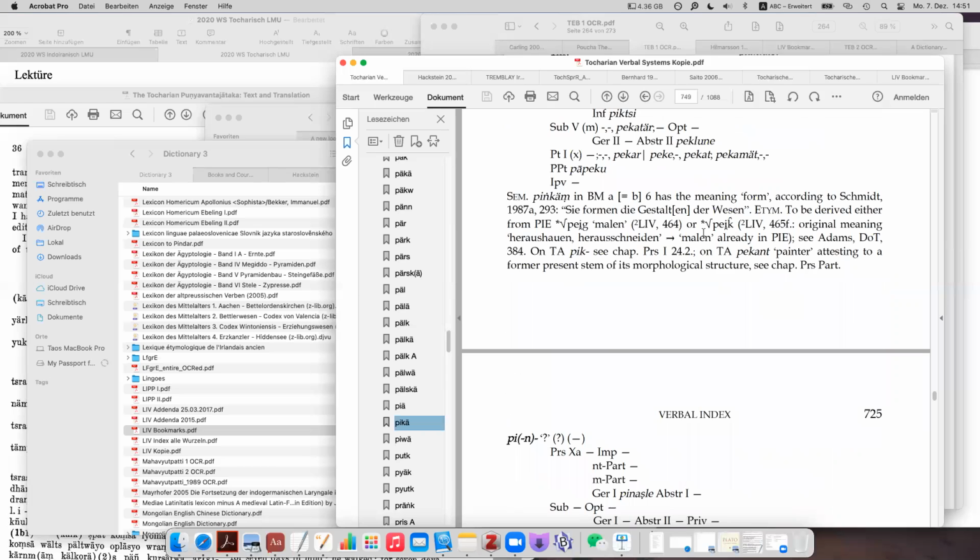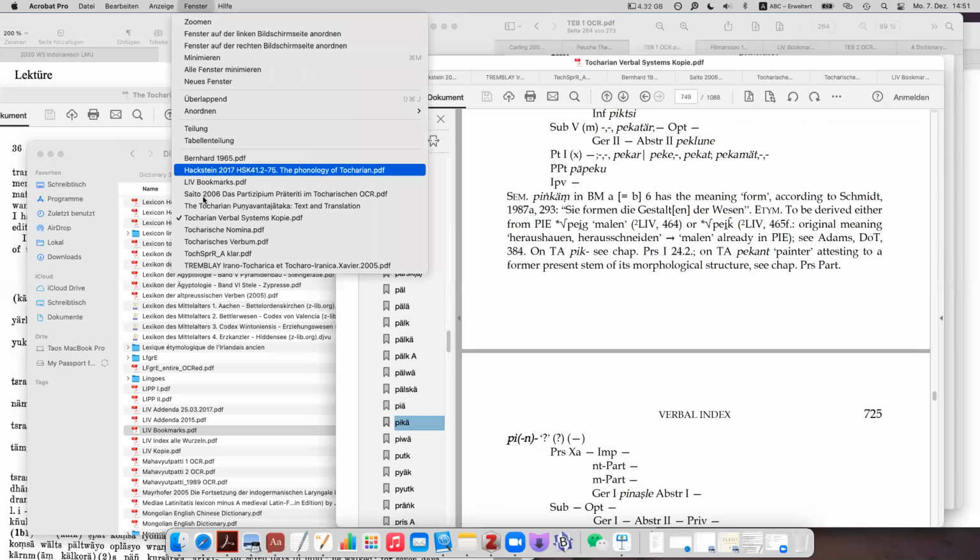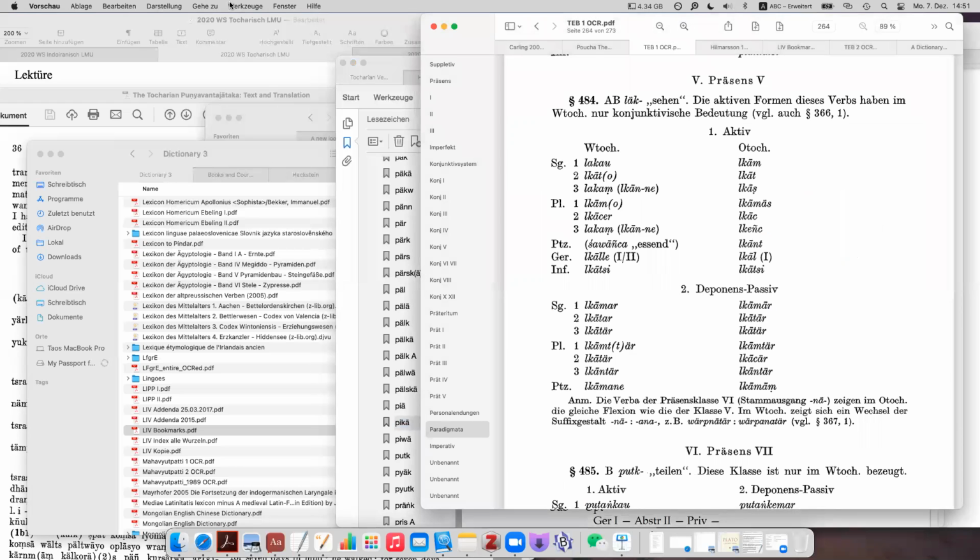And it goes back to the Proto-Indo-European root called pake or pake. It's actually the Sanskrit root pish, or pesh. You have the Sanskrit root here.